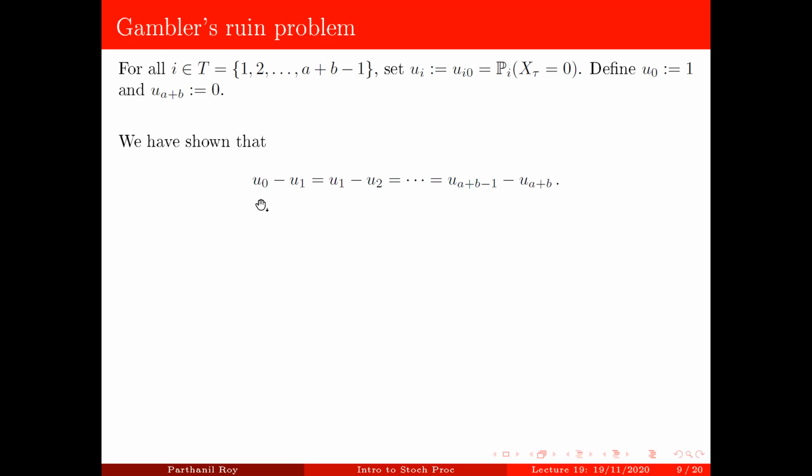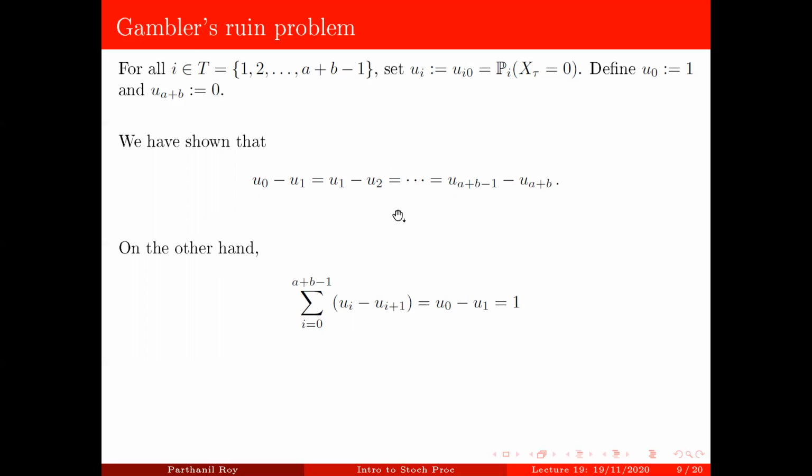Then we have shown that all of these successive differences of the u_i's are equal. So u_0 minus u_1 is equal to u_1 minus u_2, all the way up to u_{A+B-1} minus u_{A+B}. Also, if you take the sum of all of these, there are how many of them? There are A plus B many of them. If you take the sum of A plus B many successive differences, the sum of course telescopes, and then you get u_0 minus u_{A+B}, and u_0 is 1 and u_{A+B} is 0, so this is 1.